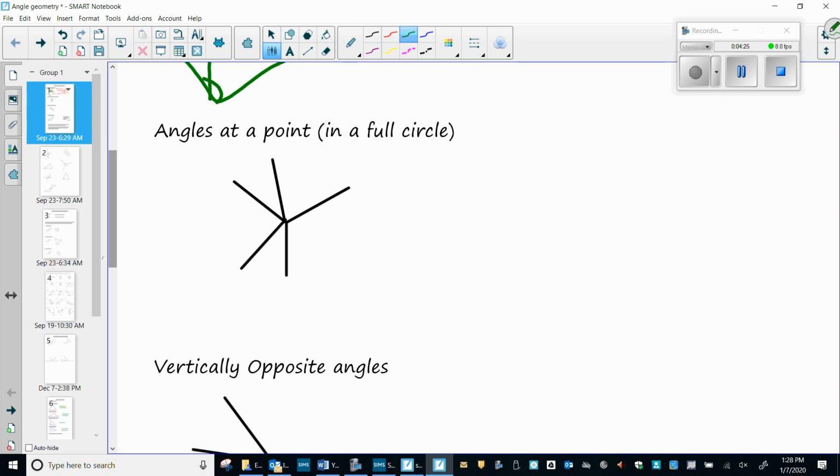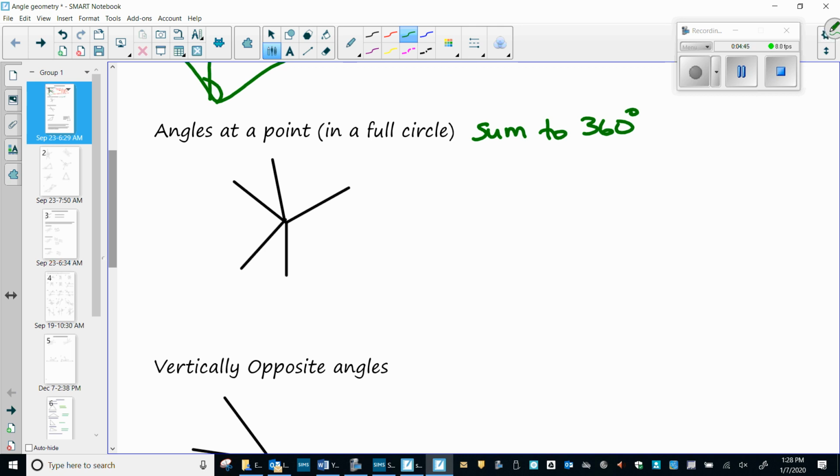Okay, angles at a point or in a full circle. What do we know about angles at a point or in a full circle? Erin? It's all the angles put together. So the sum of all the angles is 360. Okay, sum to 360. Perfect. So we would know that.